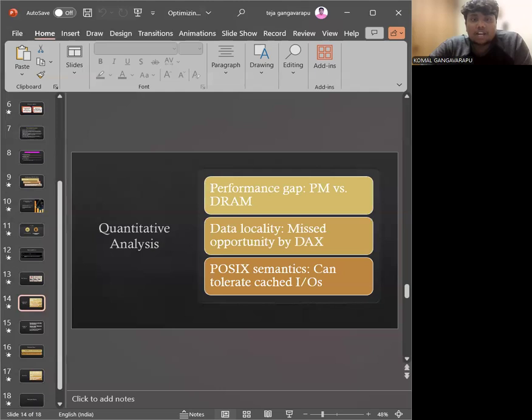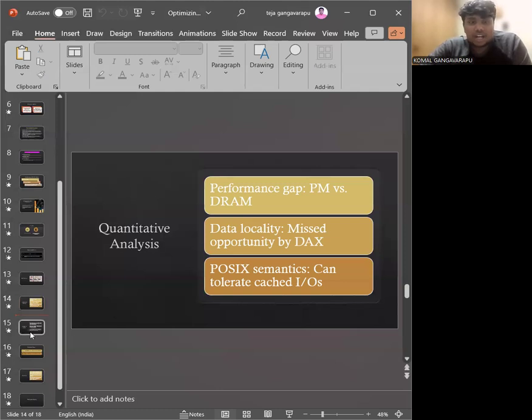Coming to the quantitative analysis, the quantitative analysis underscores the performance benefits and strategic advantages of using DRAM cache in heterogeneous memory systems. It highlights the substantial performance gap between persistent memory and DRAM, the importance of optimizing data locality, compatibility of POSIX semantics, and achieving significant performance improvements in real-world applications.